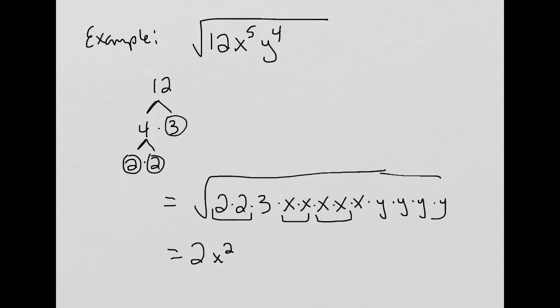When we look at the y's, I can make 1 group of 2 y's, 2 groups of 2 y's. So I can pull out a y squared. And then this time I am left with stuff underneath. And the stuff underneath, it looks like, is a 3 and an x. So that would be our final answer.